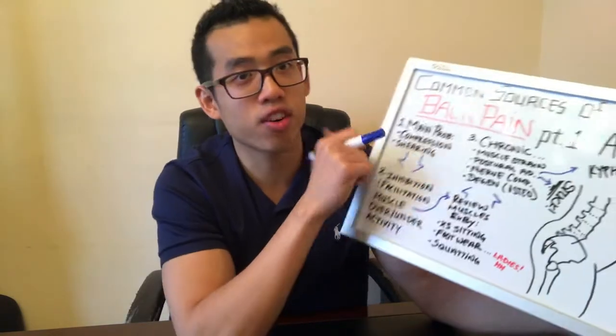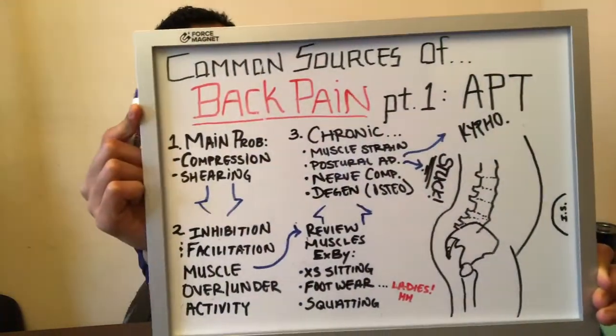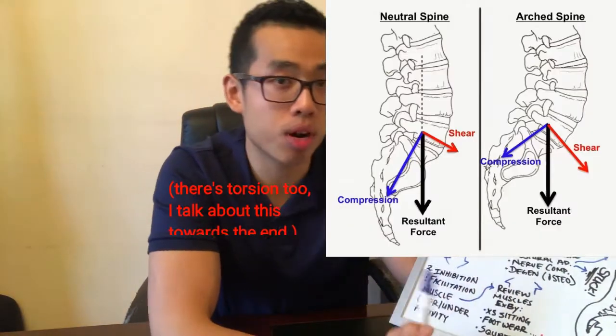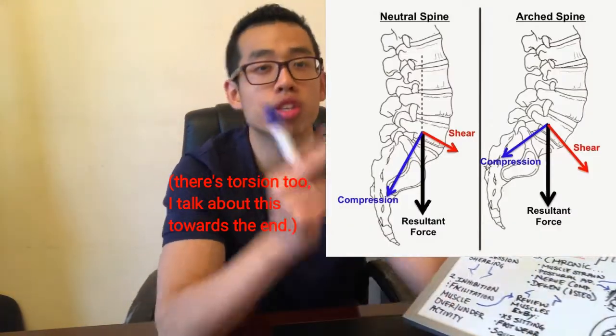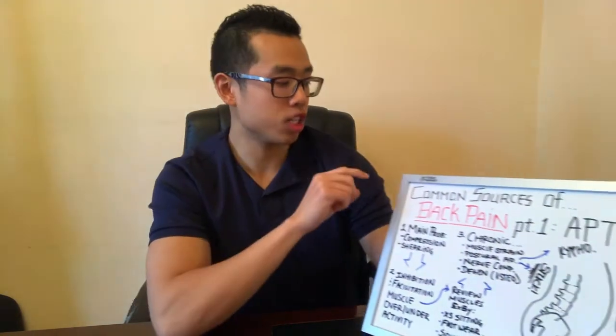The very first thing: the main problem that people have when it comes to anterior pelvic tilt is compression and shearing. Those are the two main complaints, the two biggest problems when it comes to anterior pelvic tilt. Now, what is compression and what is shearing?